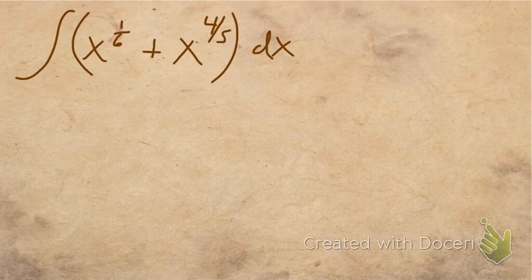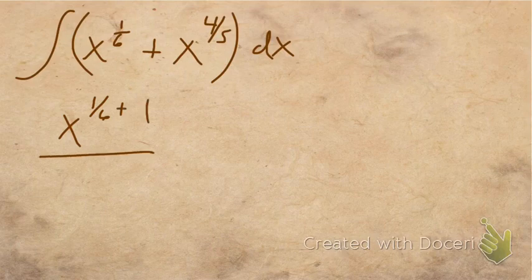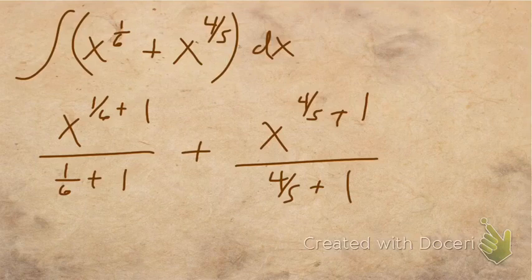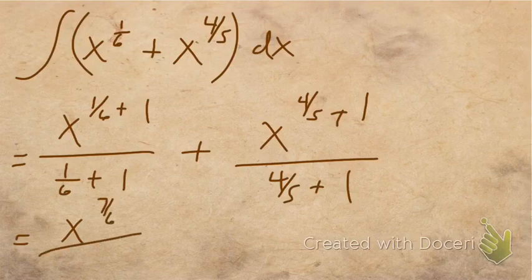Okay, to integrate, we're just going to use that power rule and add 1 to the power, and then divide by whatever number we've got. We'll add 1 to this power and divide by what is that number? Well, 1 whole is the same as 6/6. So that is 1/6 plus 6/6, which is 7/6. And we'll divide by 7/6.